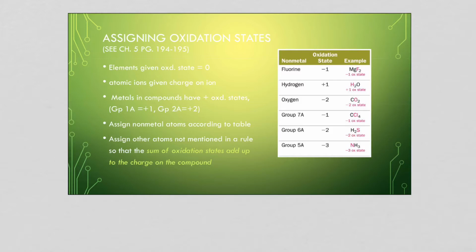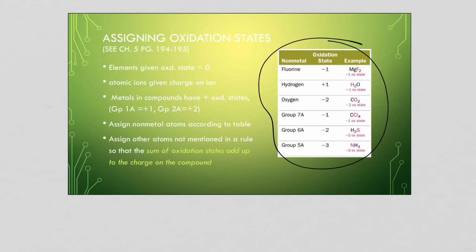Now, nonmetals in compounds are assigned according to a priority system. Based on this table, you can see the priority system here. Fluorine has the highest priority and is given a -1 oxidation state. Hydrogen is given a +1 oxidation state in compounds and typically doesn't have anything to compete against, since the only other things that want a positive oxidation state are metals.